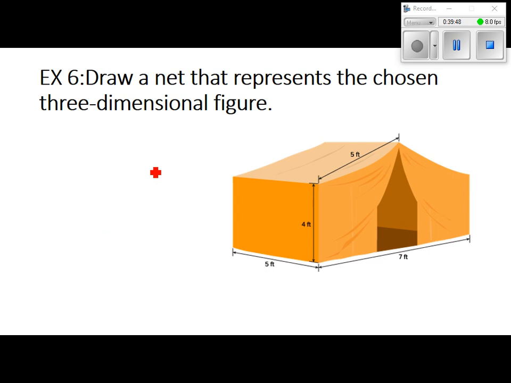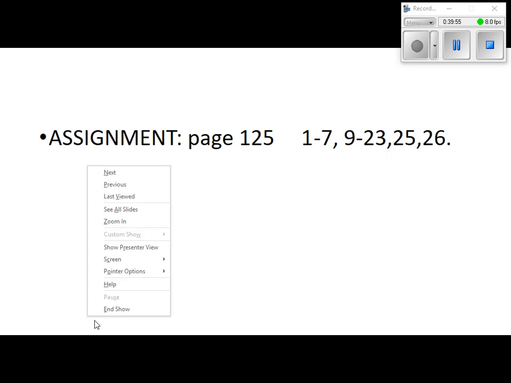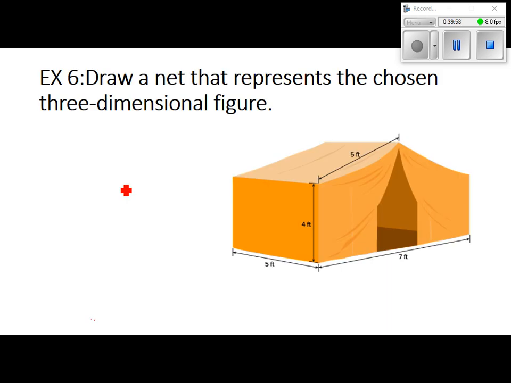Draw a net that represents the 3-dimensional figure. So if I'm looking at this figure, if I was to cut it and lay it out, so it's just two-dimensional, I would probably start going around with these faces. They all look like they're rectangles, and there should be 1, 2, 3, 4, 5 of them, it looks like. So you got 5 rectangles.